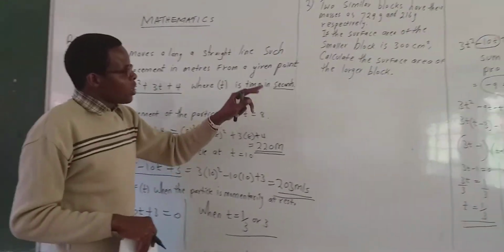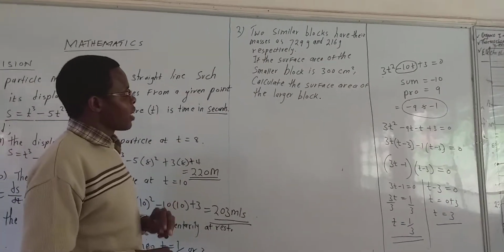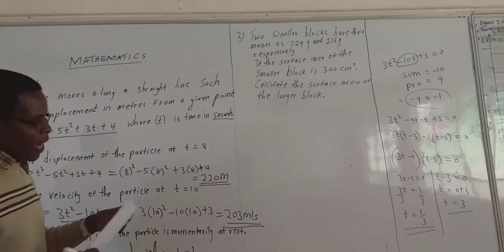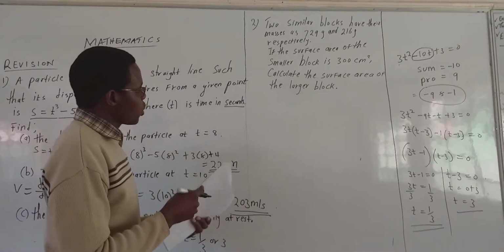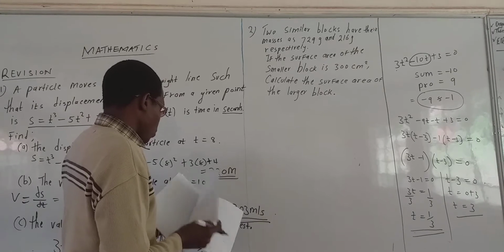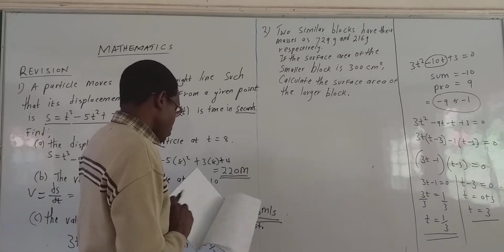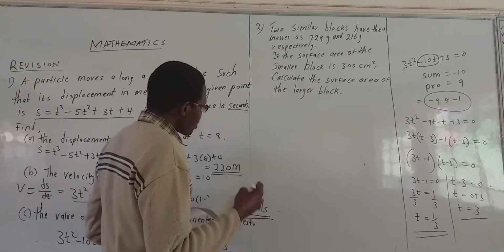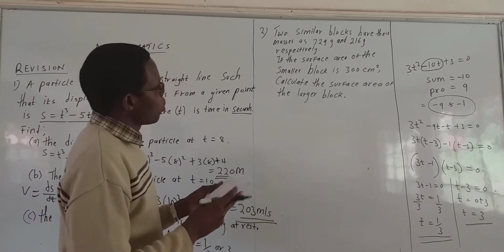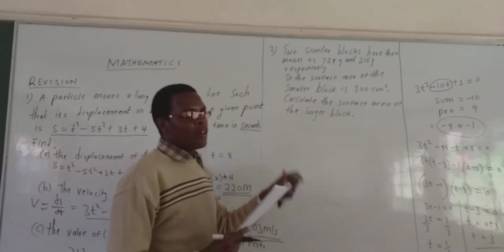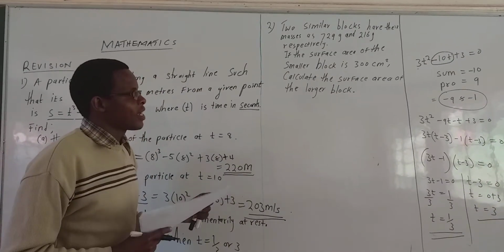Now, I want us to move to the second part, question number 2. In this question number 2, it is a simple question from section A. I just chose this one because it involves what we call the area scale factor, volume scale factor, and the linear scale factor.